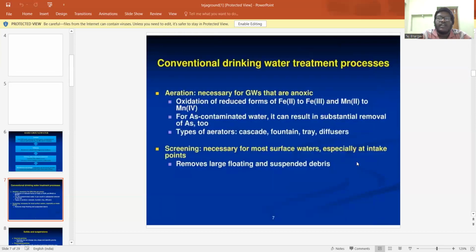Next, conventional drinking water treatment processes. Aeration is necessary for groundwaters that are anoxic. It oxidizes the reduced forms of Fe2+ to Fe3+ and Mn2+ to Mn4+. For As-contaminated water, it can result in substantial removal of As. Types of aerators: cascade, fountain, tray, diffusers. Screening is necessary for most surface waters, especially at intake points, and removes large floating and suspended debris.